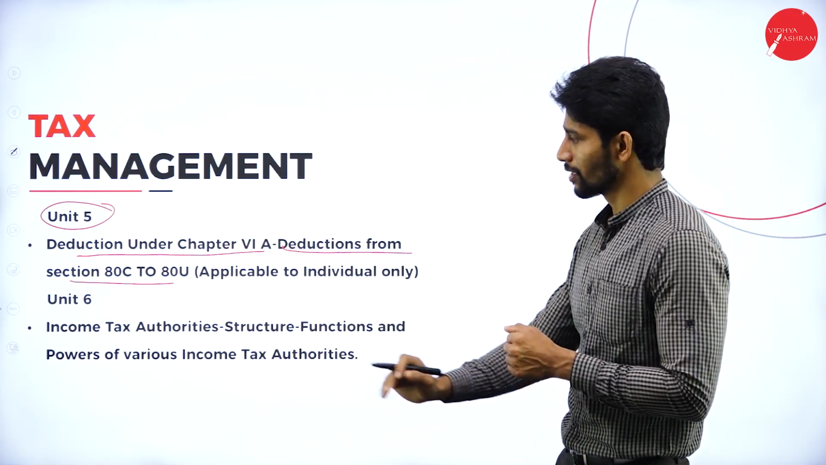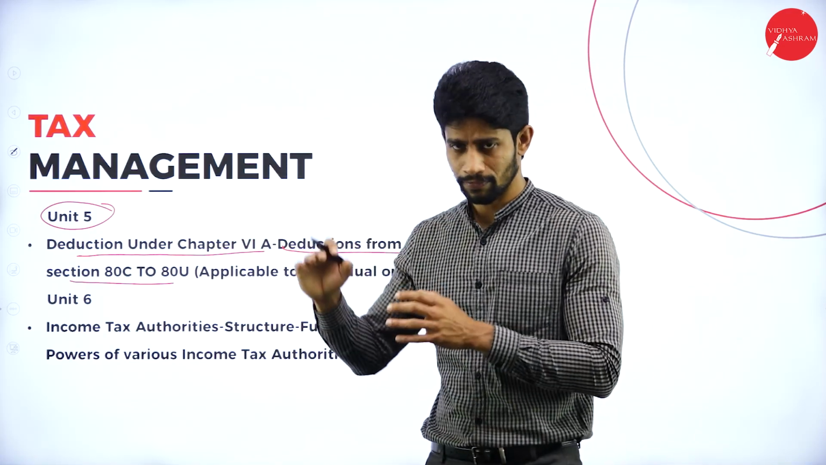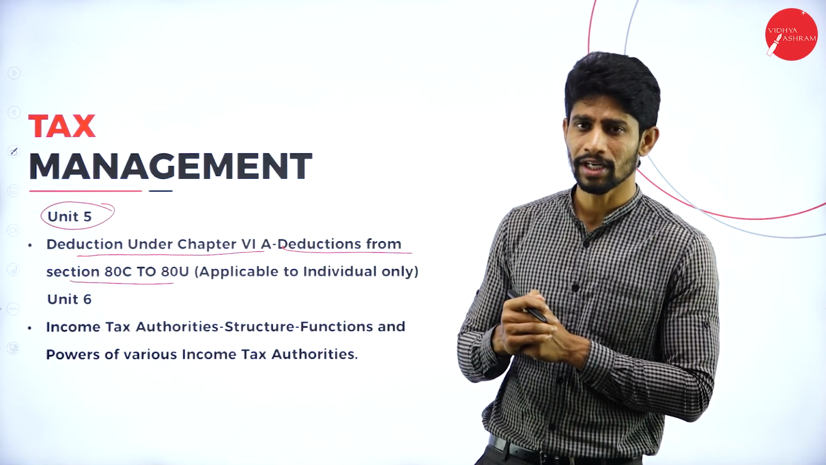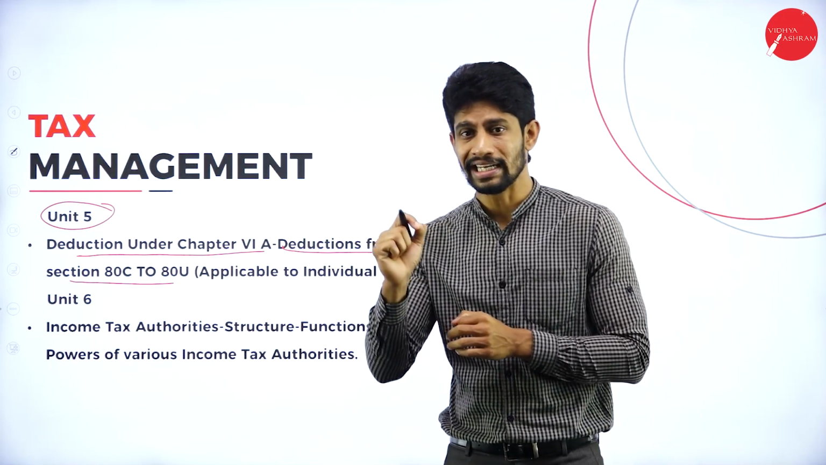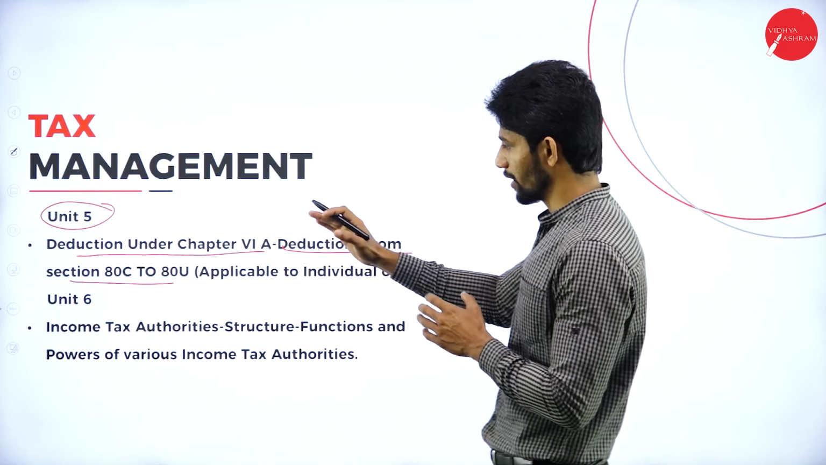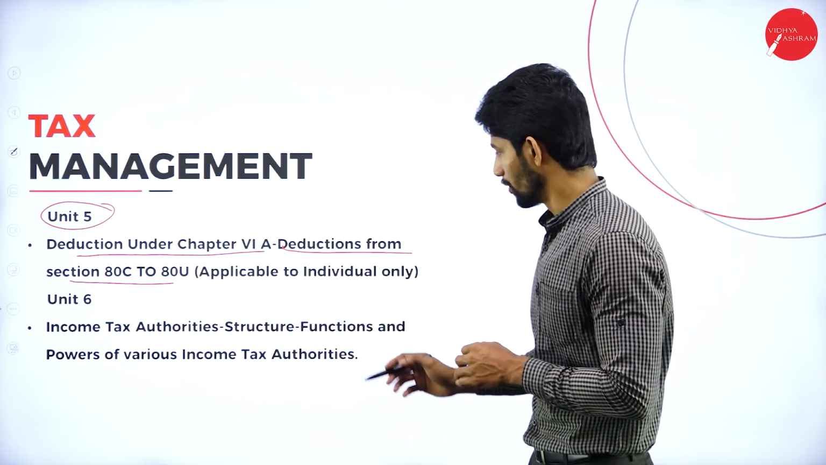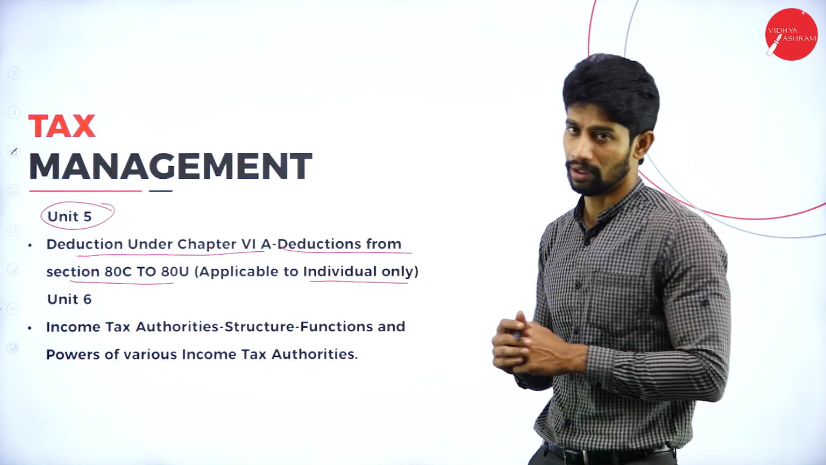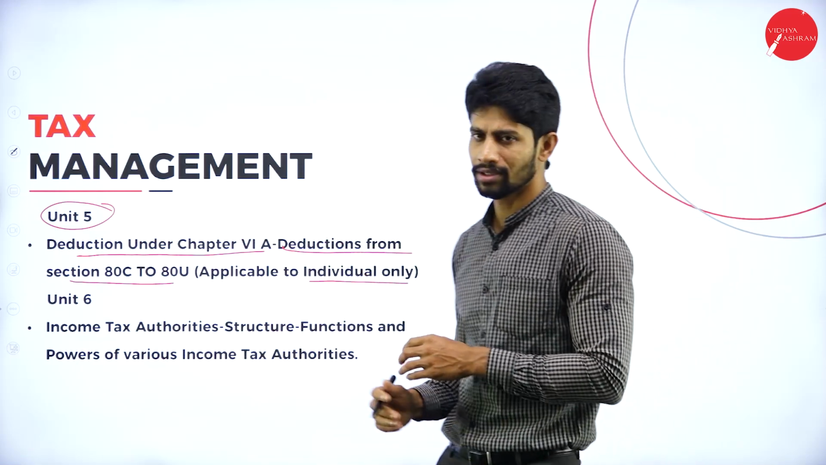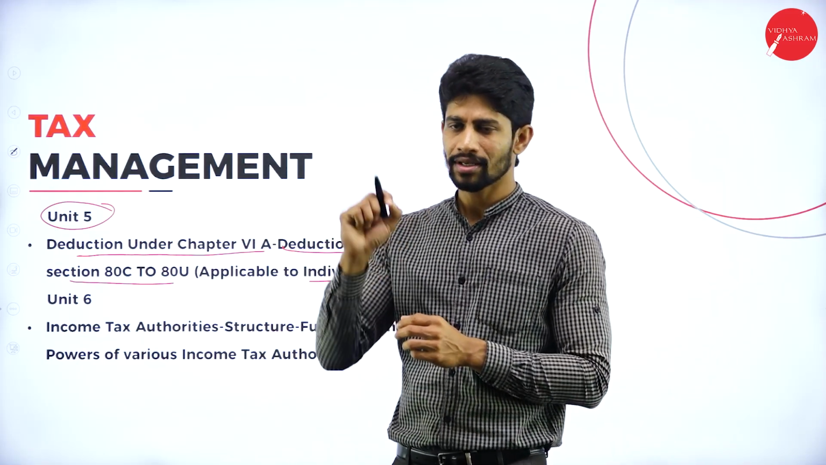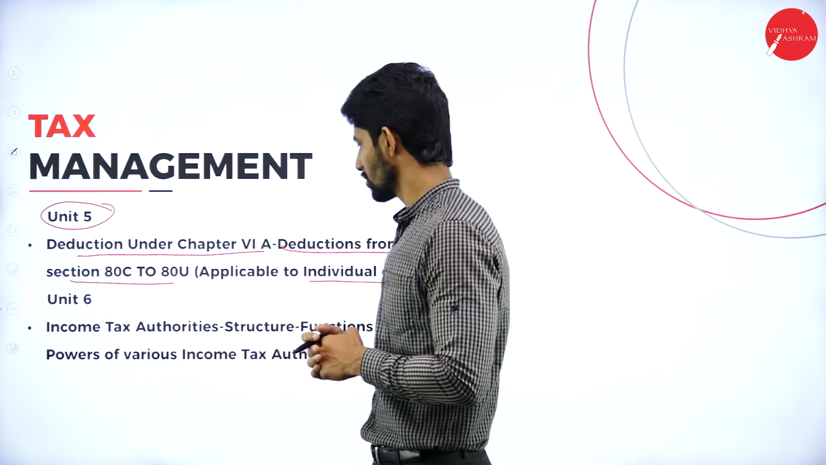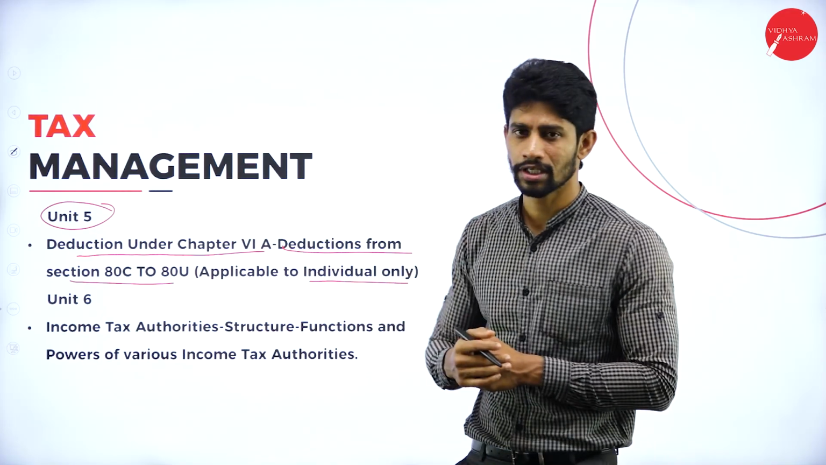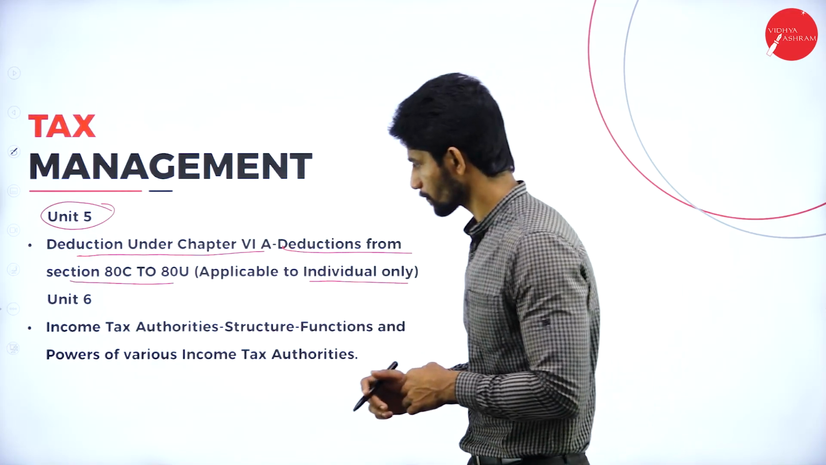But for this unit, we are going to study only with respect to individual persons. So section 80C to 80U is applicable to individuals only. So unit number 5 deals with chapter 6A and deduction under section 80C to 80U.